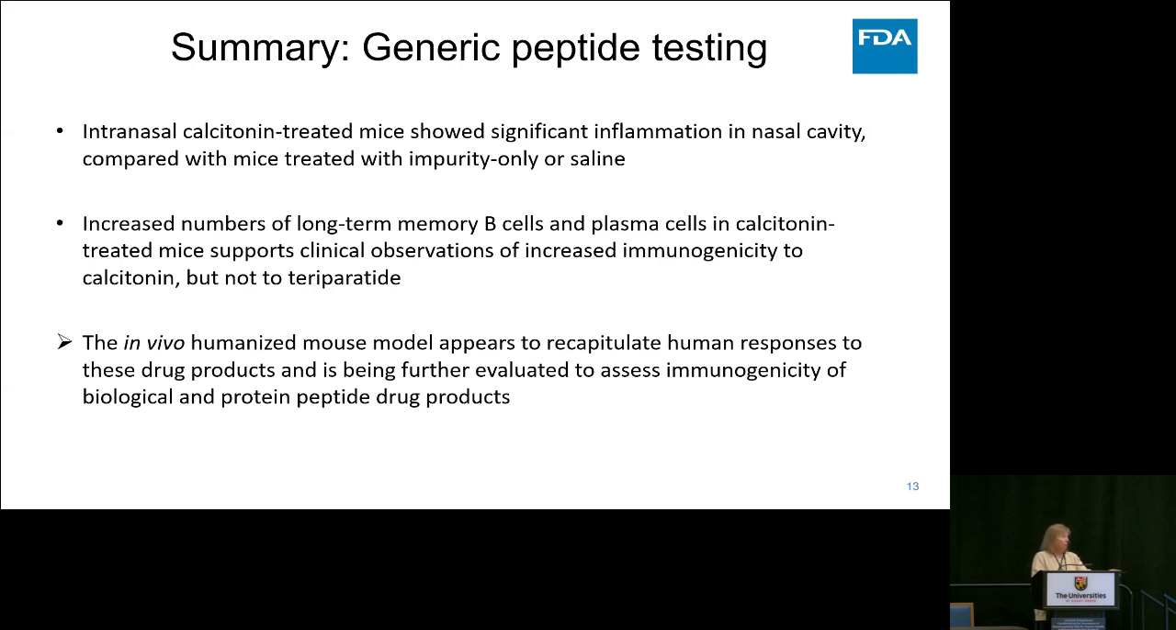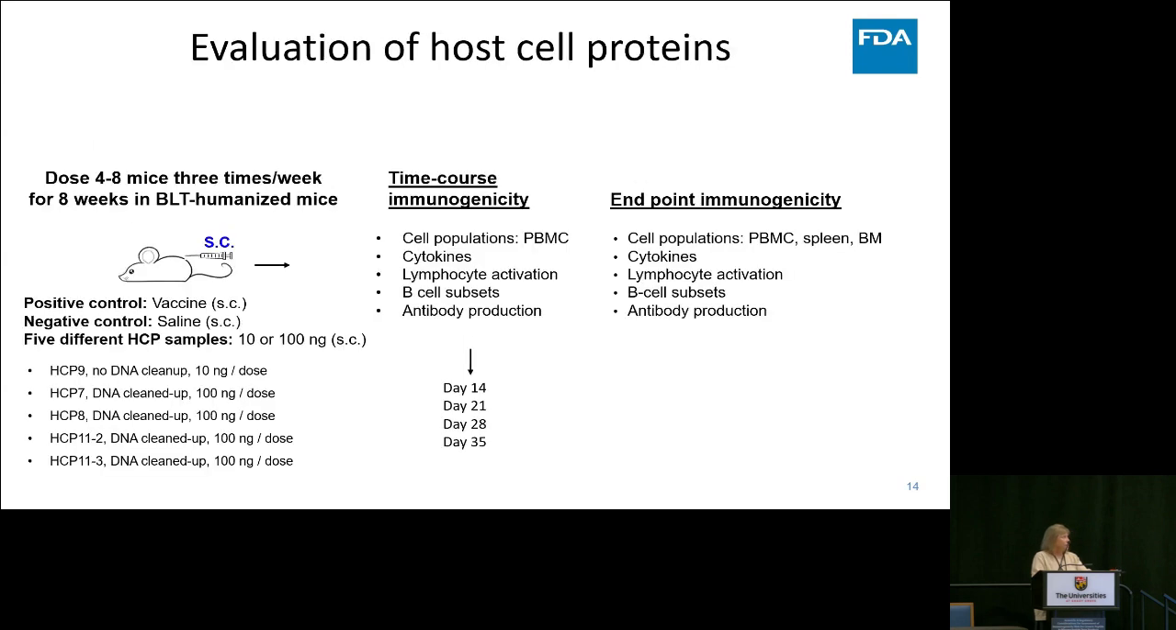And when we looked at treating sub-Q, we found increases in B cells and antibody-producing cells to the salmon calcitonin, but not to the teriparatide. And this matches up very nicely with the data that was presented both in silico and in vitro with respect to these two products. And it matches what clinically occurs, which is that teriparatide is not immunogenic in humans, whereas the salmon calcitonin is.